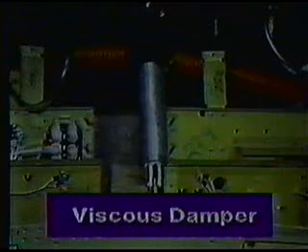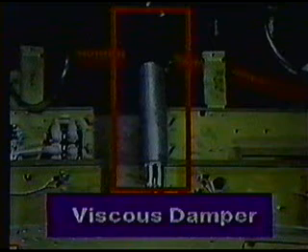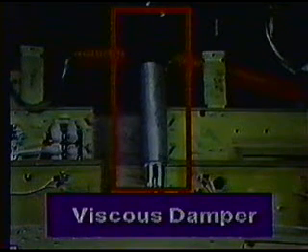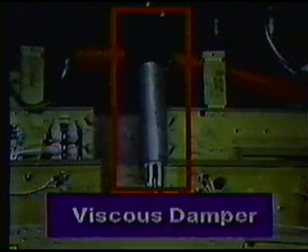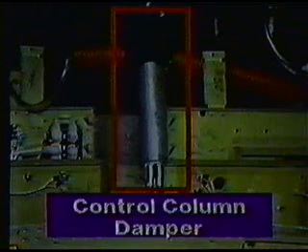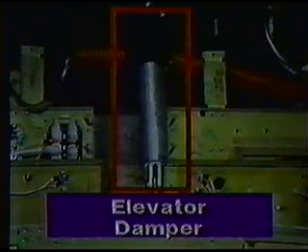The silver cylindrical unit connected between the control column and the pedestal is called the viscous damper. It is also sometimes called the control column damper or elevator damper.